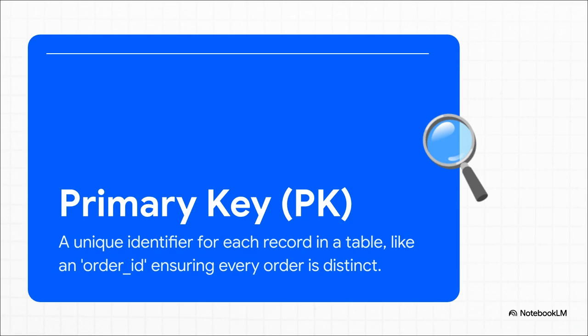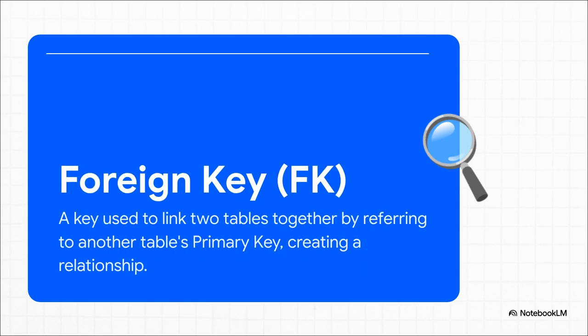Okay, now, inside each of those filing cabinets, every single piece of paper, every record, needs its own unique identifier so nothing ever gets mixed up. That is the primary key. For our orders table, the order ID acts like a unique serial number for every single transaction. It guarantees that order number 123 is and always will be completely distinct from order 124. No duplicates, no confusion.